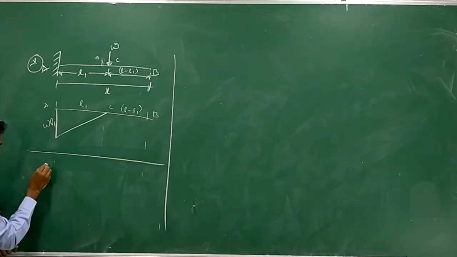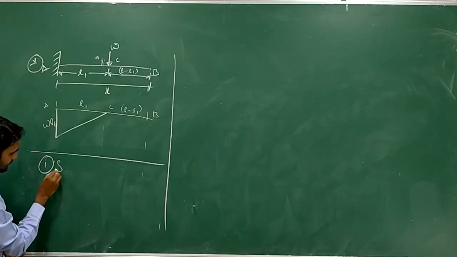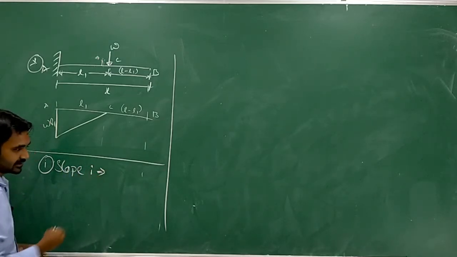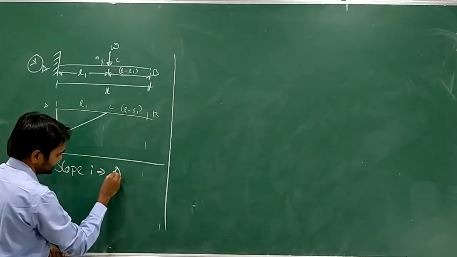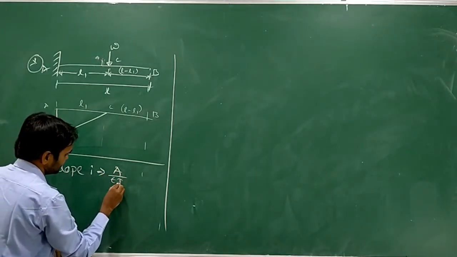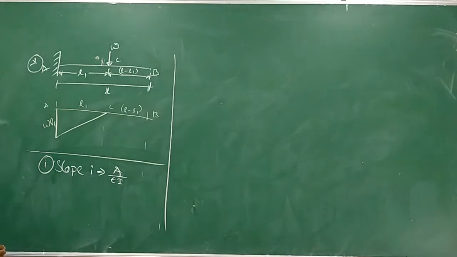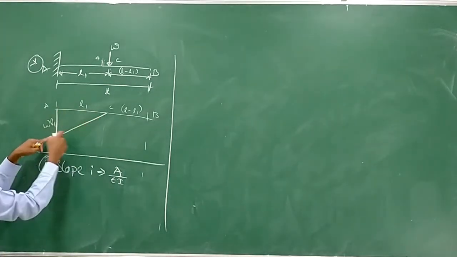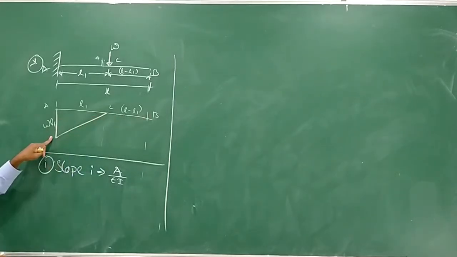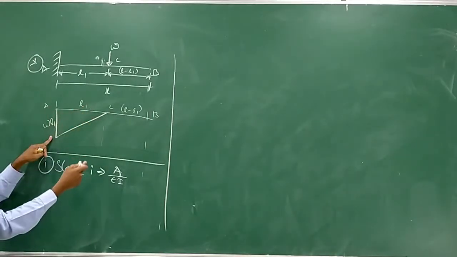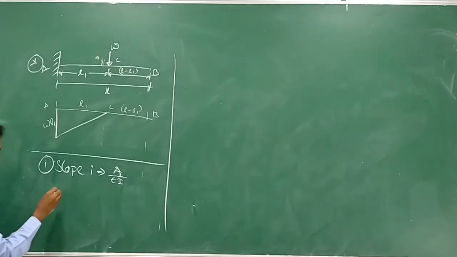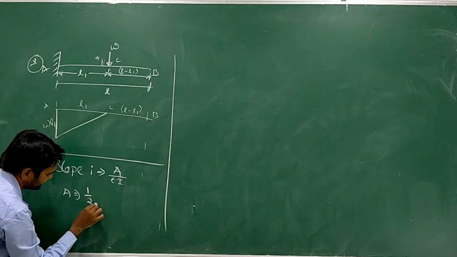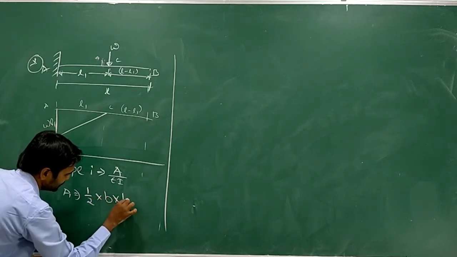Slope and deflection. I am finding the slope first, that is θ equal to A by EI. I want to calculate the area of this. Only this section will give an area, there is no area for the straight line. So this area is calculated as half into base into height.